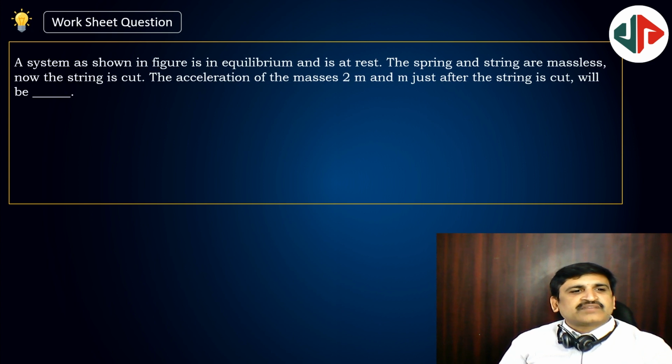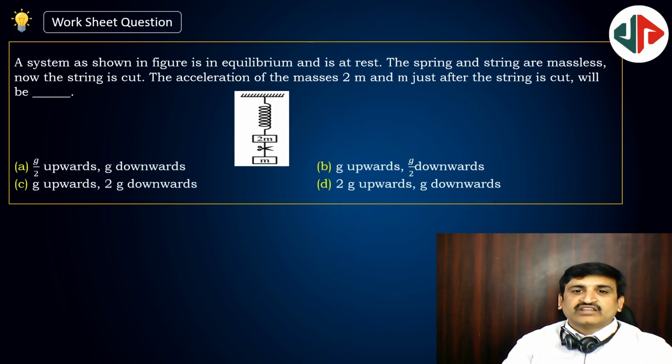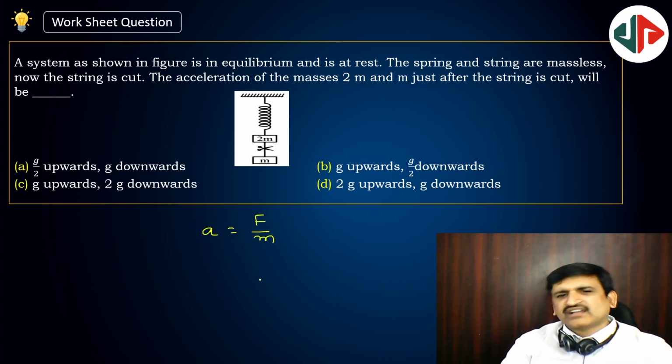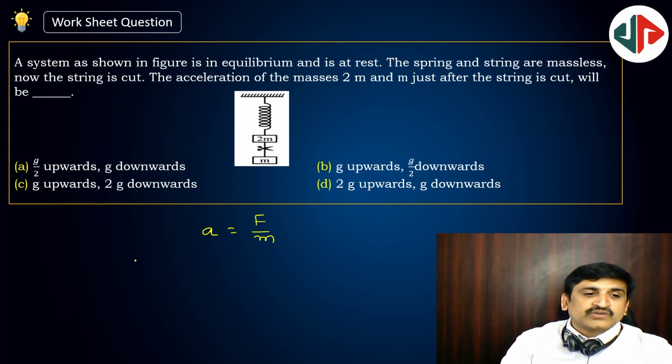Next, a system as shown in the figure is in equilibrium and is at rest. The spring and the string are massless. Now the string is cut as shown by the scissors. The acceleration of the masses 2m and m just after cutting will be, see here, acceleration is equal to unbalanced force by mass. This is Newton's second law. Acceleration equals unbalanced force by mass. So for the acceleration of 2m, first the order you need to check.